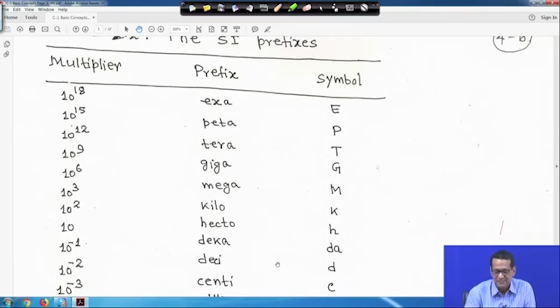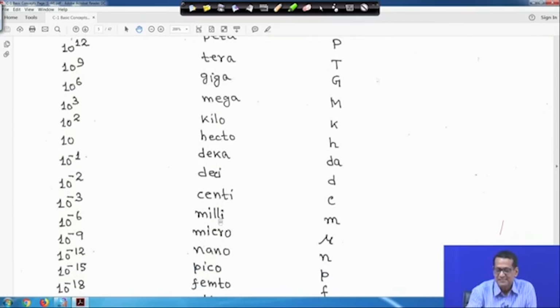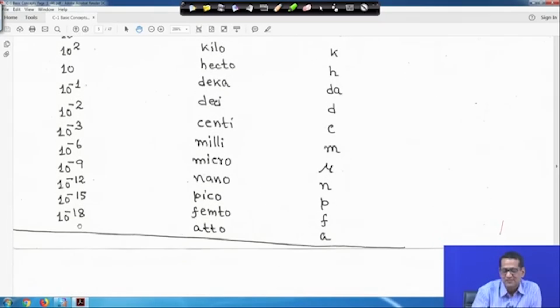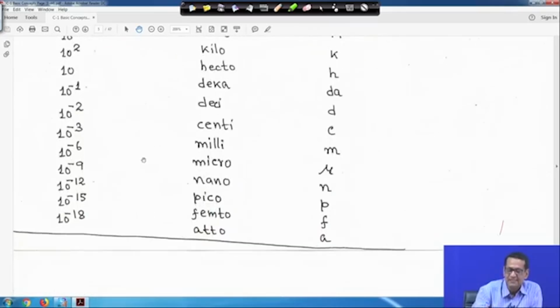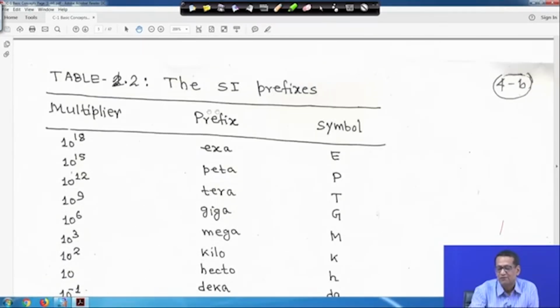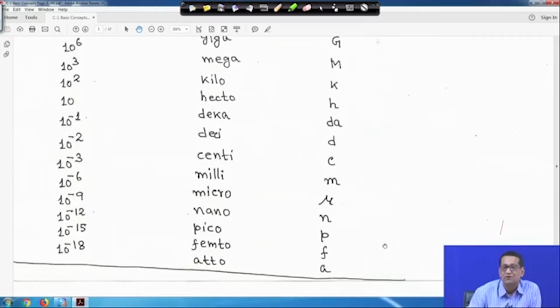The symbol for kilo is k. In this way you have deca, deci, centi, milli, micro, and the last one, 10 to the power minus 18, is called atto, with symbol small a. 10 to the power minus 15 is femto, f, and 10 to the power minus 12 is pico, p, and so on. So, from 10 to the power plus 18 to 10 to the power minus 18, these are the SI prefixes: the multiplier, the prefix, and the symbols. So, first the basic 6 SI units, and then the SI prefixes. This we should know.